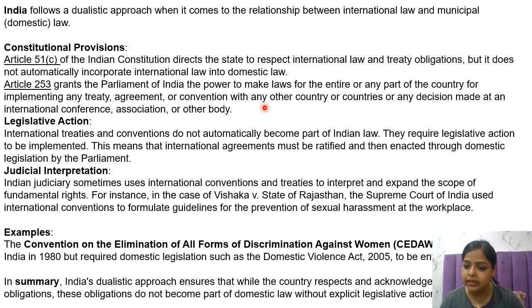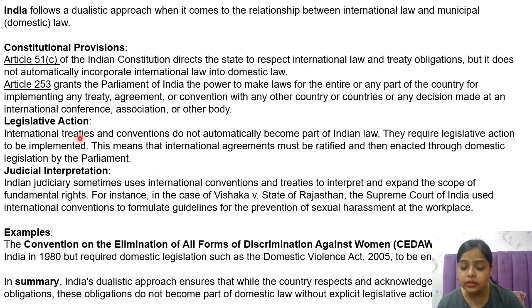To implement that, India through this Article 253 has to through legislative process enact a separate act so that it can become part of the domestic legal system. This is a constitutional provision advocating for the dualistic approach in India. Now let's look at the legislative action.